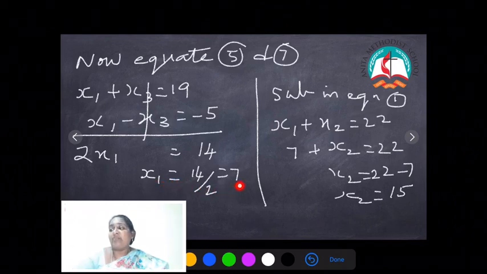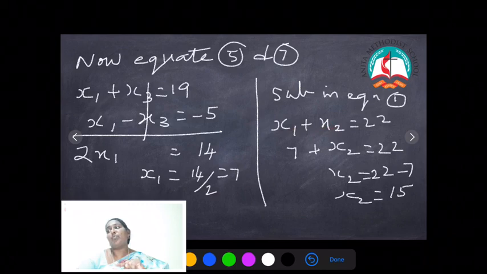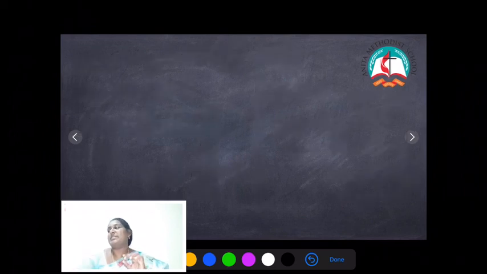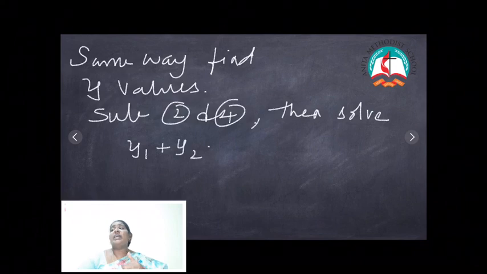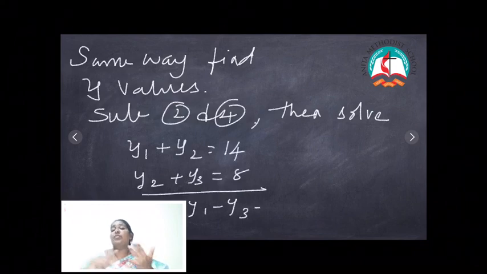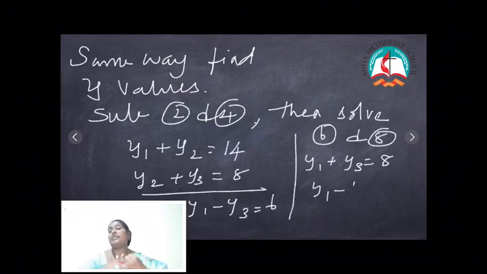Children, listen very carefully. x1 you got it. So now you know the x1 value. You substitute in equation number 1. You get what? The x2 value. Understand? This is a big problem, so I am rushing you a little bit. Okay. Now in the same way find the other values. So now you got x1, x2, x3.